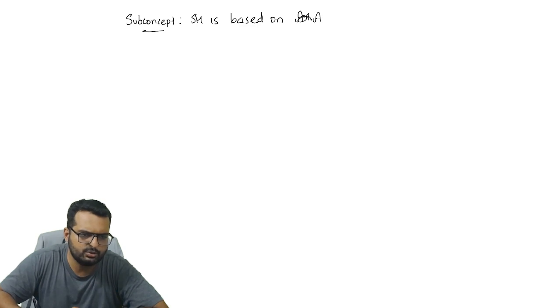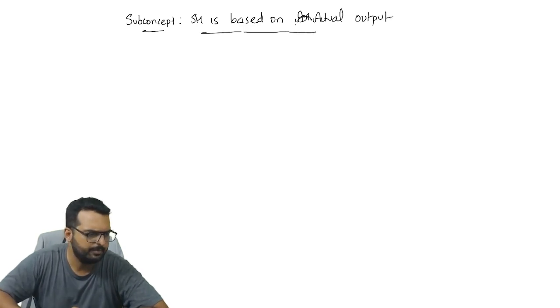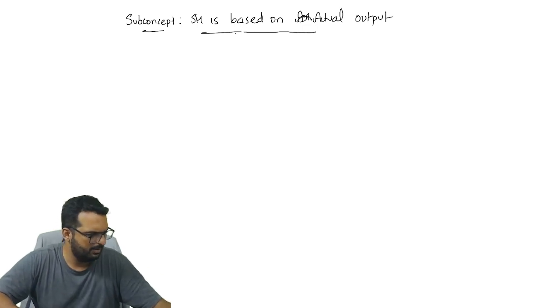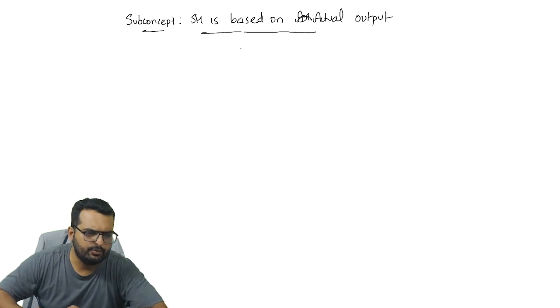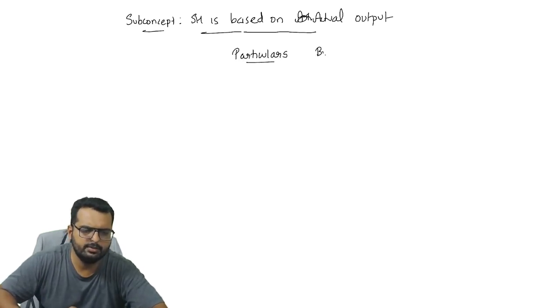So friends, I believe everybody is clear with material variance and labor variance. In labor variance, we were doing a subconcept that SH is based on what? Actual output. Yes. So friends, I think this is where I stopped before the break. Particulars.